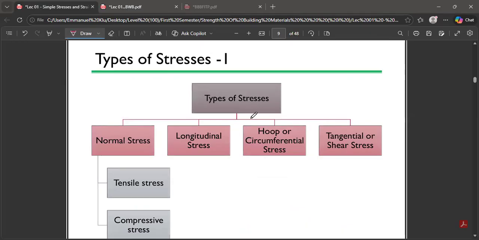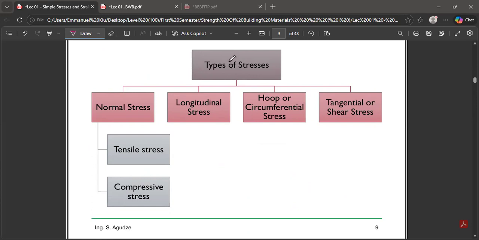So the types of stresses, can we all see types of stresses? So you see, these are in general the types of stresses. We have the normal stresses, which I told you, that is the tensile and the compressive, and we have longitudinal stress. We have the Hooke's or circumferential stress. We also have the tangential or shear stress, and this is the one they asked us to calculate for in the question that we are in now.